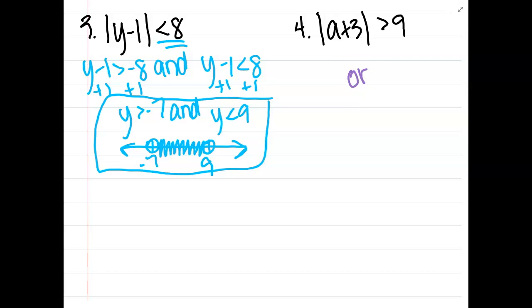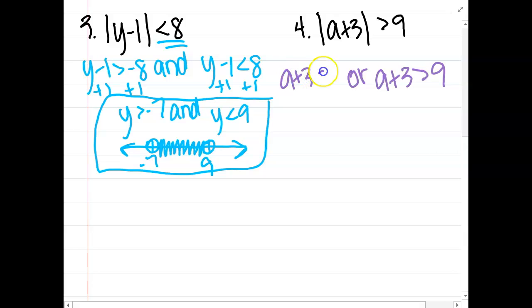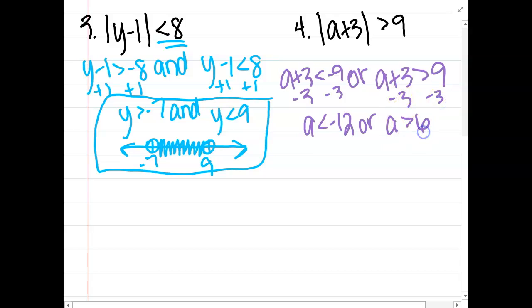Okay? You're going to take your inequality, a plus 3 is greater than 9. Drop the absolute value bars, drop that one on the right side. On the other side, the a plus 3 stays the same, but flip and flip. Less than negative 9. And then to solve for a, we're going to subtract 3. A is less than negative 12. Or subtract 3, a is greater than 6.